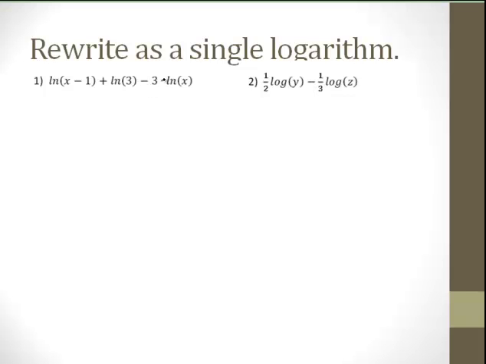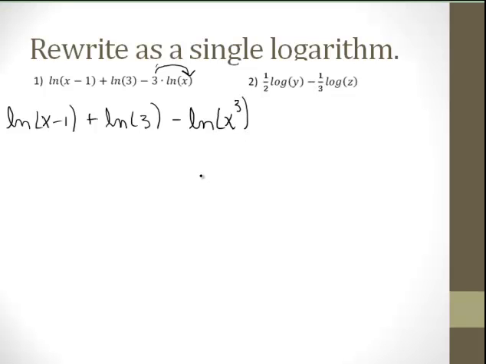Here I see a number sitting in front of a logarithm, which means we can use the power rule backwards. So let's take care of that first. Natural log of x minus 1 plus natural log of 3 minus natural log of x cubed. Alright, now I see that we have addition here and we have subtraction here. So let's take care of these two first.